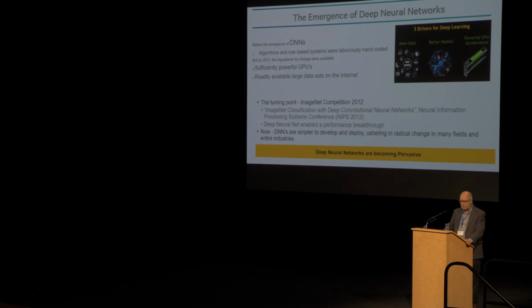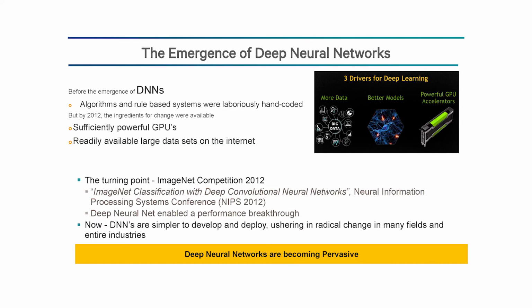So how did we get to deep neural networks? In the past, we've talked about AI, and everything was done sort of manually. But there are 3 things that happened about 5 or 6 years ago. There was a lot more data available. There were better models for the data, and very powerful GPUs became available. And that allowed people to look at that data, analyze it, and draw some conclusions.